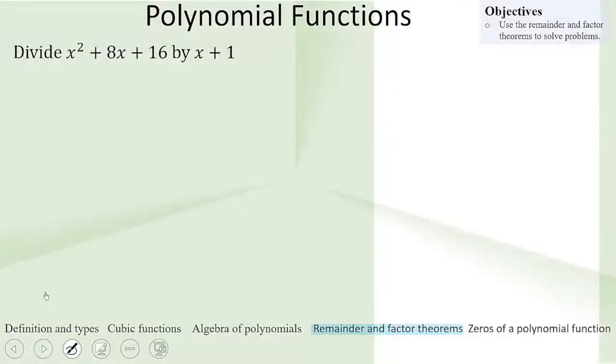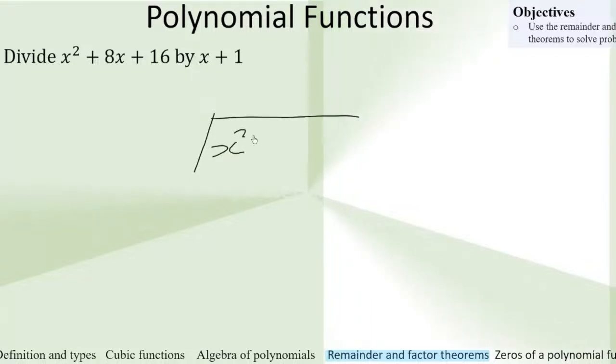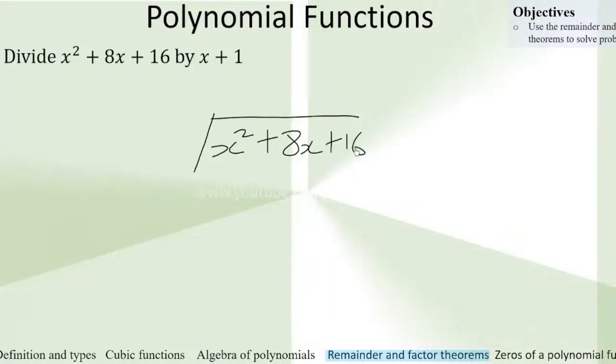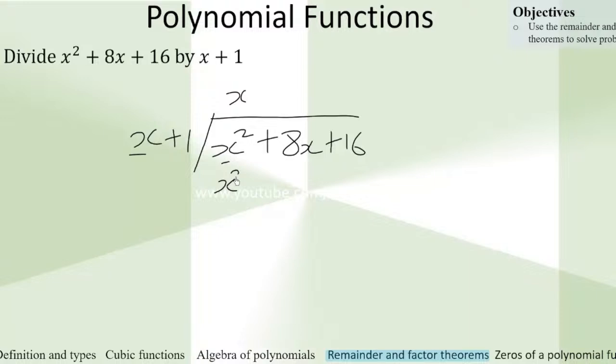Before we start talking about remainder and factor theorems, let's divide x squared plus 8x plus 16 by x plus 1. So we divide this by this. That will give us x. x times x will give us x squared, and x times 1 will be x.